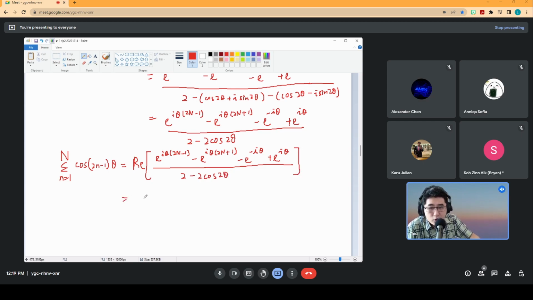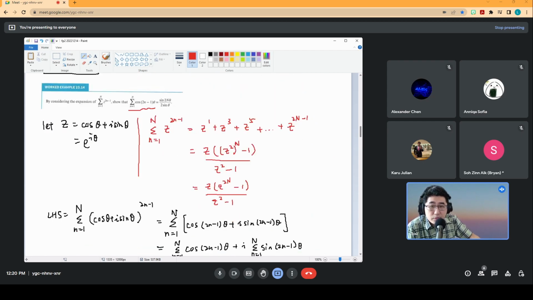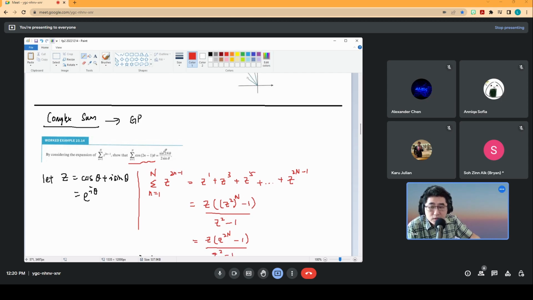So by taking only the real component, I will get cos of (2n minus 1)θ. This one minus, I have a cos of (2n plus 1)θ. This one I have a minus of cos θ. This one I have a plus of cos θ over the bottom, 2 minus 2 cos 2θ. The next part is simplifying.